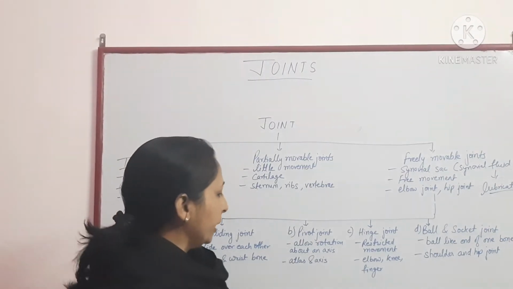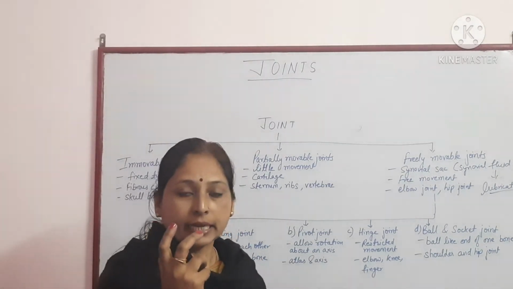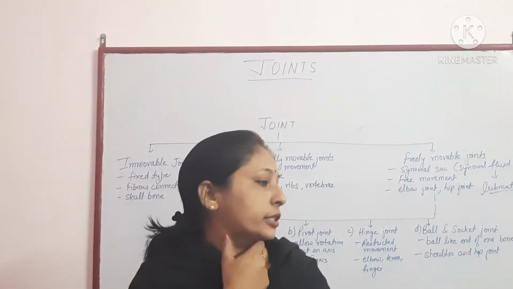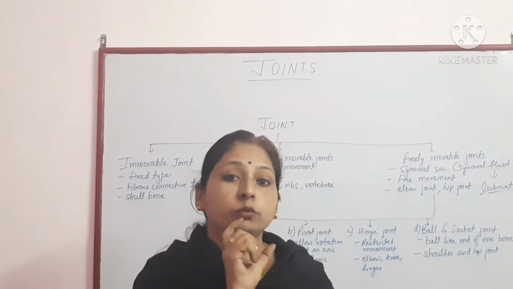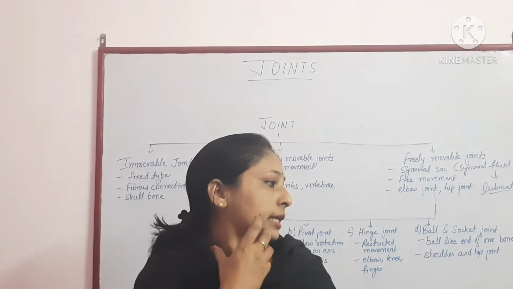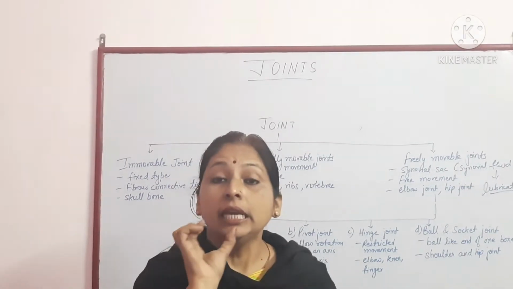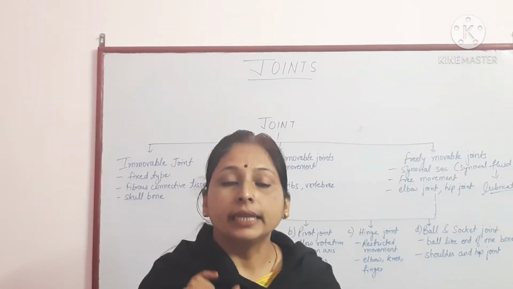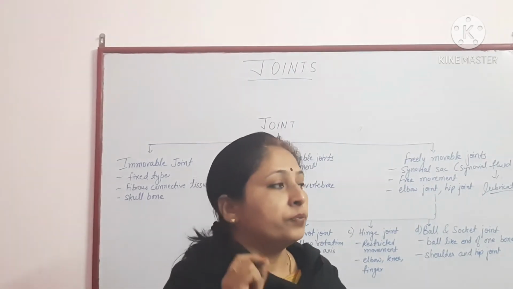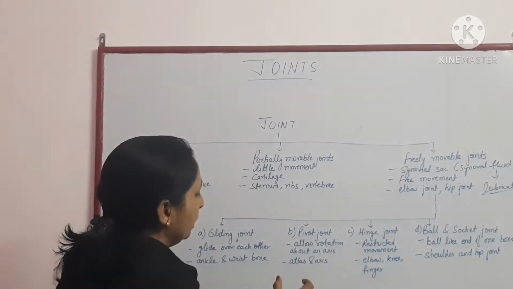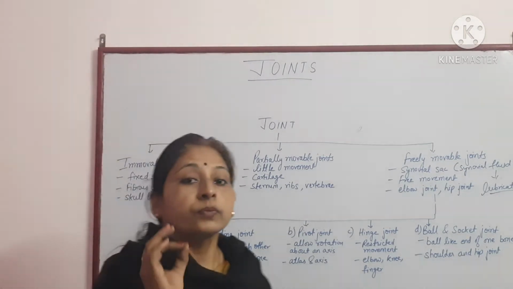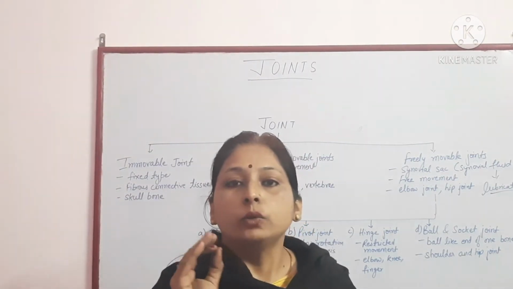Next is the pivot joint. It allows rotation about an axis. Take the movement of the head region. This movement is about a particular axis, and it goes only up to this region. This is provided by the atlas and axis. Atlas and axis are part of the cervical vertebrae, the first and second vertebrae of the cervical region, and they allow only rotation about an axis.